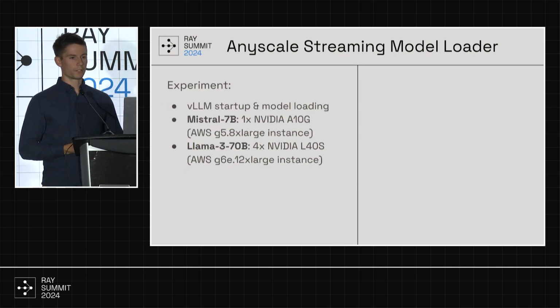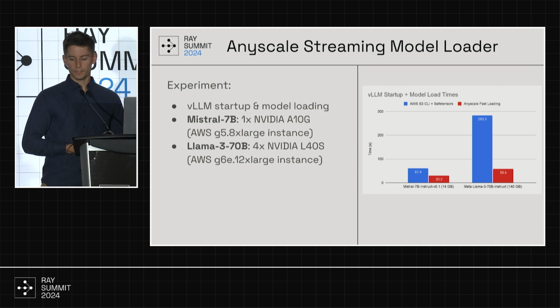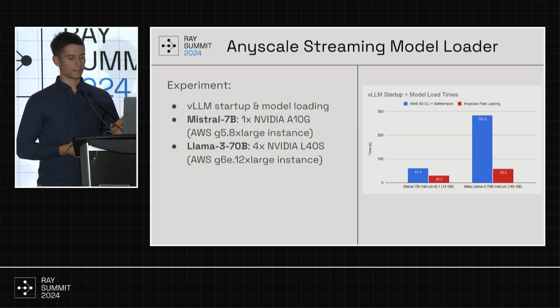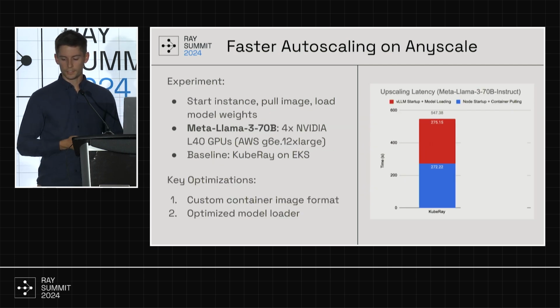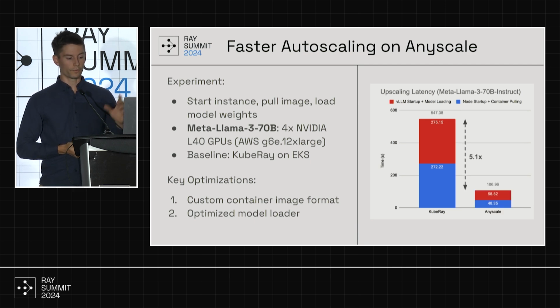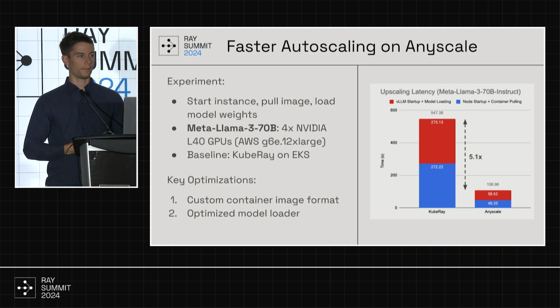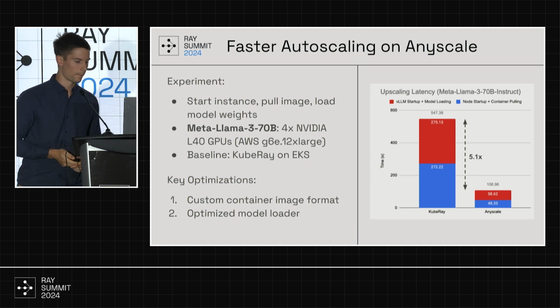In an experiment testing just the vLLM startup and model loading for a 7B and a 70B model, you can see that for the 7B model on the left, the Anyscale client is about twice as fast as the baseline, and for the 70B model it's about 5 times as fast. If you put these things together end to end, Anyscale is able to scale up a new replica of a 70B model for serving over 5 times faster than running basically the same setup on Kubernetes.